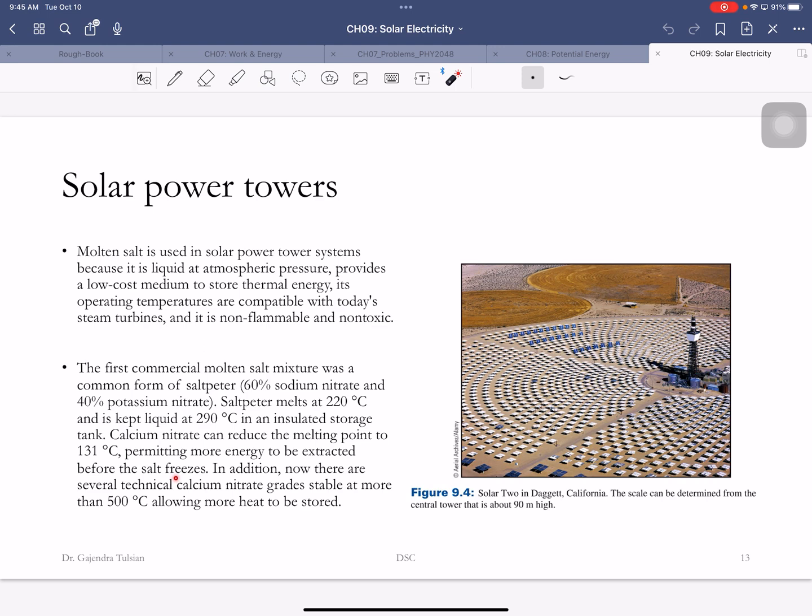Did you guys understand that? Okay. In addition, now there are several technical calcium nitrate grades stable at more than 500 degrees Celsius, allowing more heat to be stored. Okay? So what you're looking for is some kind of salt mixture where it stays liquid at low temperatures and it's still liquid at high temperatures. So the larger the range, the more energy you can store and the more energy you can extract.